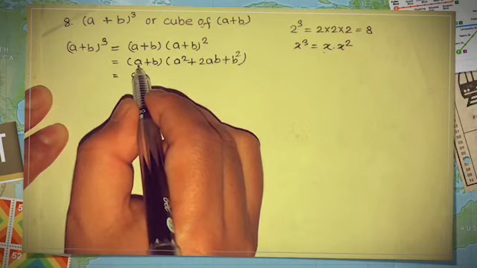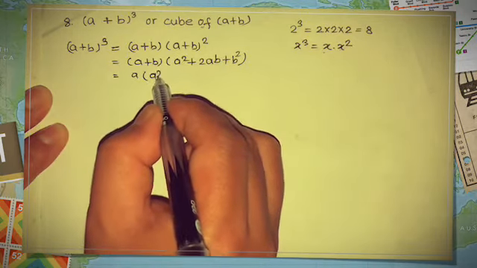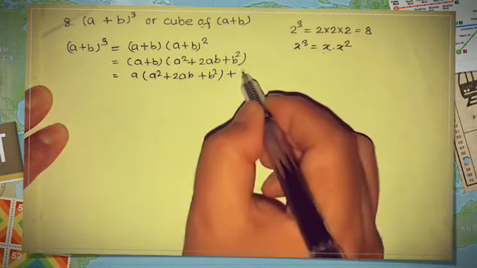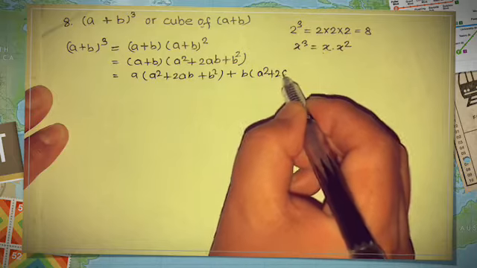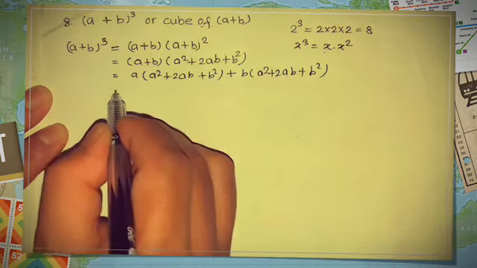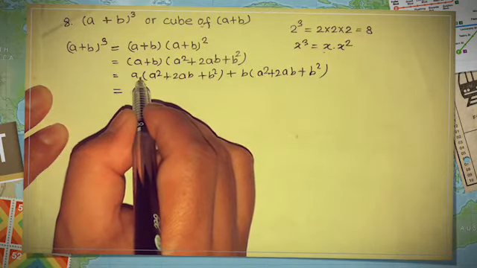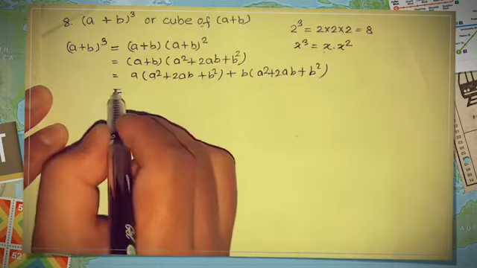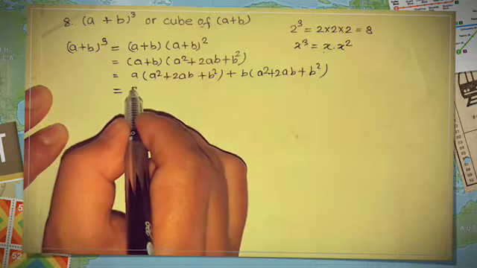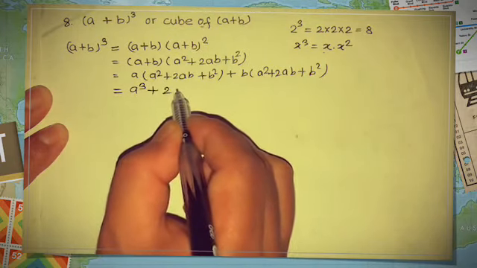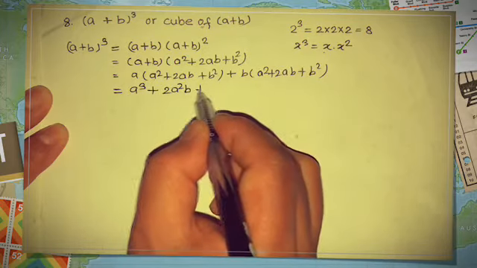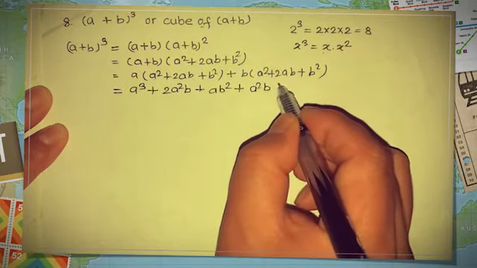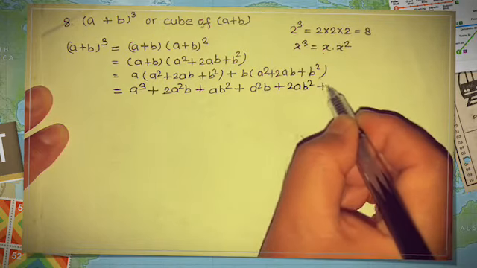Now multiply. a is to multiply with these trinomials, and b is also multiplied with the trinomials. So here a is to multiply with each term inside, and b is also to be multiplied with each term inside. What we get here is a and a square, it becomes a cube, plus 2a square b plus ab square. In the same way, a square b, 2ab square and b cube.